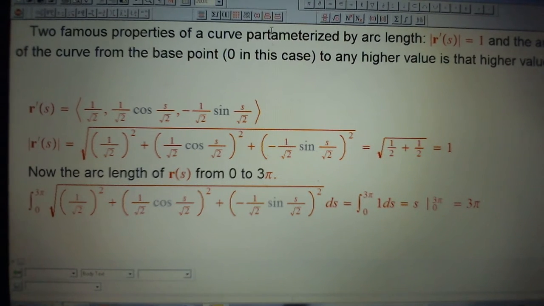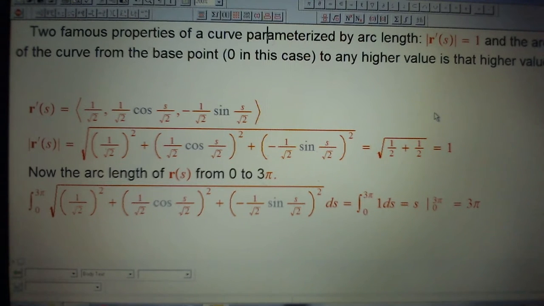Just a second. I gotta fix that. There we go. Parameterized by arc length. Ha! All right, so it's all fixed up. And if you watched the video, thank you. I appreciate that.